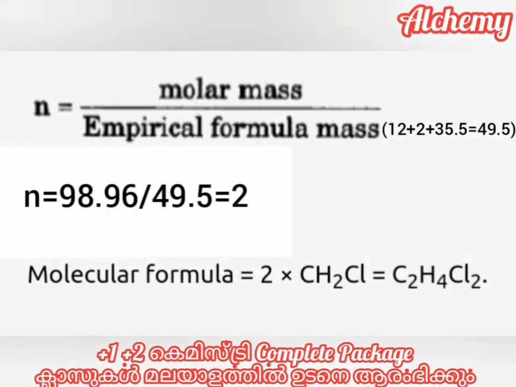Now we should find the value of N. N is given by molar mass divided by empirical formula mass. It is given in the question that the molar mass of the compound is 98.96. The empirical formula mass of CH2Cl is 49.5. Dividing these values, we get the answer as N equal to 2. Now we know that the molecular formula is given by N times the empirical formula, that is 2 times CH2Cl, and we will get the molecular formula as C2H4Cl2.